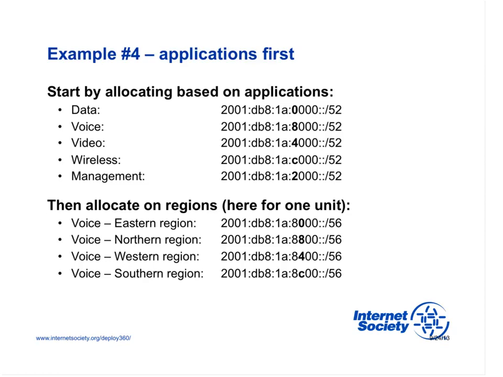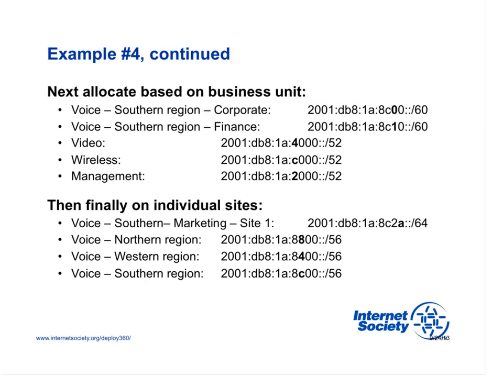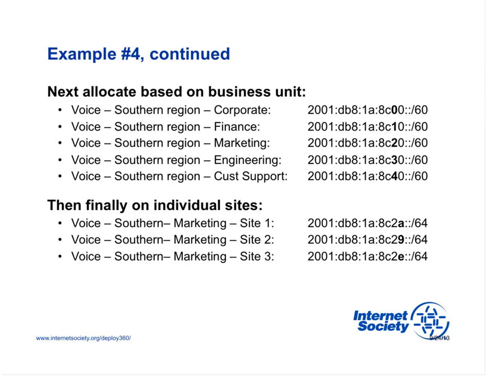Or I want to put certain security policies around video traffic that only can be coming from certain areas, or whatever kind of things I want to do in this case. So again, I could do something where I'm basing on applications, I'm basing on regions, I'm going into, then I'm allocating business units, and then I'm in individual sites.